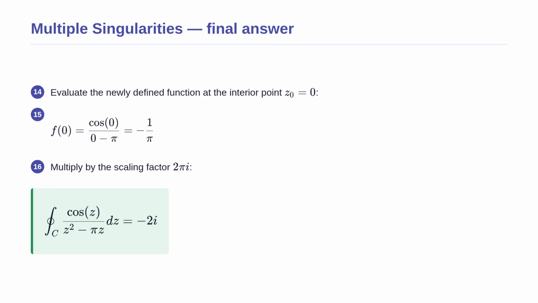We now take this value and multiply it by our standard 2 pi I scaling factor. The pi in the numerator and denominator cancel each other out perfectly, leaving us with a very clean, simple imaginary number, negative 2i. This proves a crucial strategy. Always isolate the singularity inside the boundary and push everything else into the numerator.